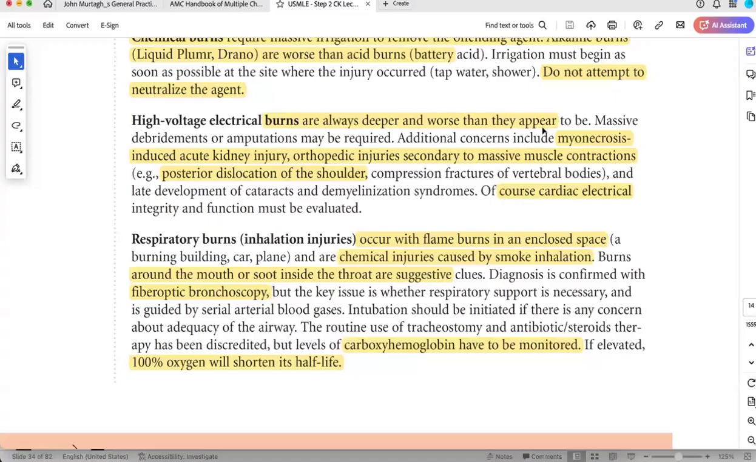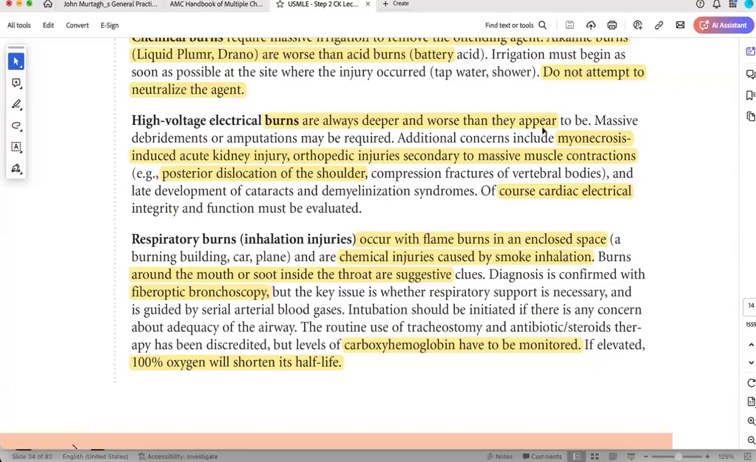Many patients might even require a massive amputation, debridement. So the concern with electrical burn is that they can have myonecrosis, so the muscle can get necrotic, which can cause kidney injury. Patients with electric burn can end up getting a posterior dislocation of the shoulder. So cardiac function should be assessed in those patients as well. So do an ECG, and if the patient complains of chest pain, do a troponin. So do a complete assessment in that patient. Check the kidney function, making sure there is no kidney injury. So those will be important.